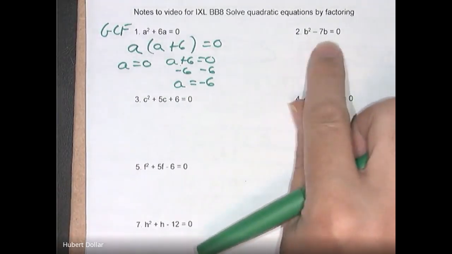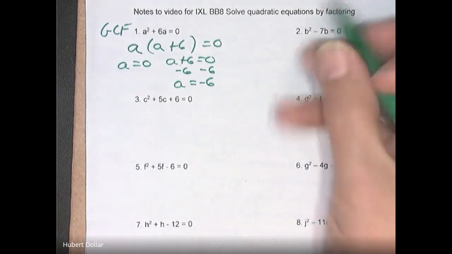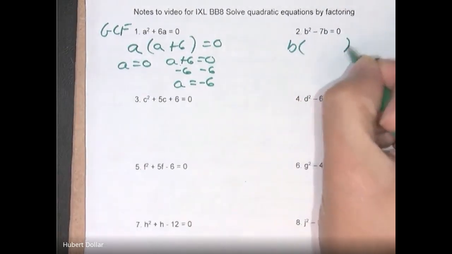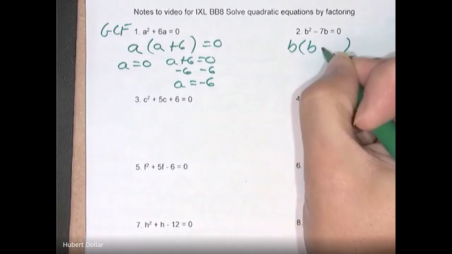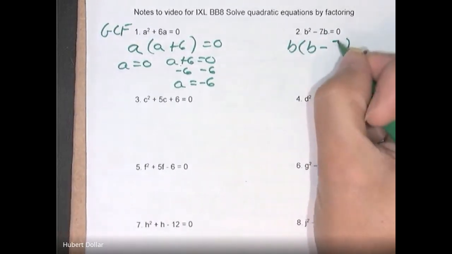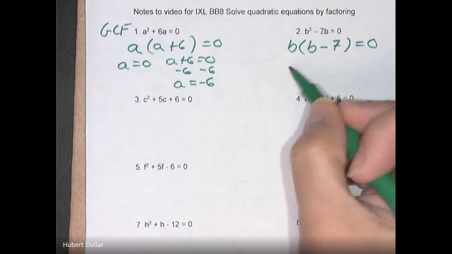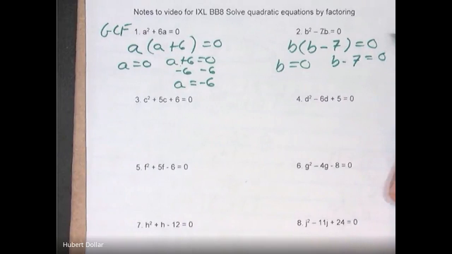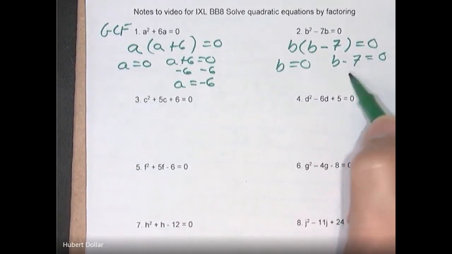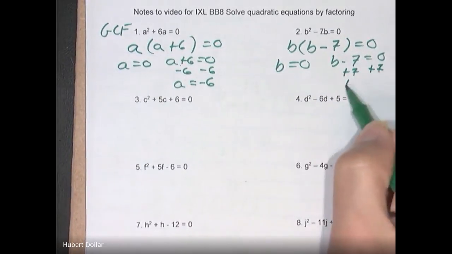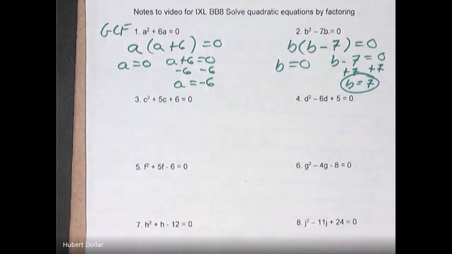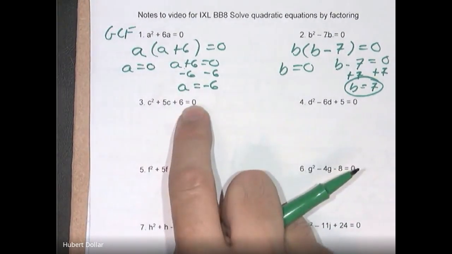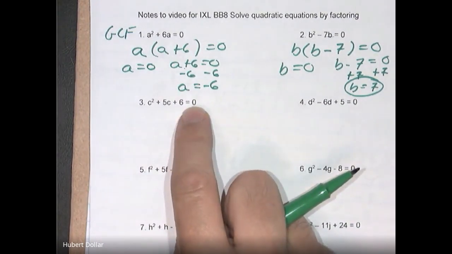Example number 2, b squared minus 7b. The greatest common factor is b. Dividing b squared by b is b, and minus 7b divided by b is minus 7. Zero product property: b equals 0, or b minus 7 equals 0. Solving the equation, adding 7 to both sides, b equals 7. Remember that the answers are the x-intercepts of the equation, where the parabola touches the x-axis.